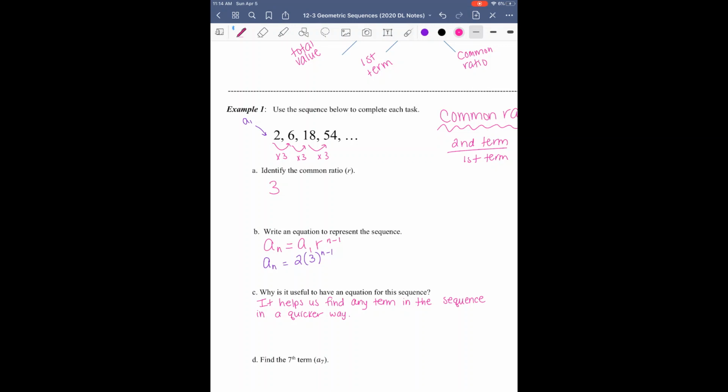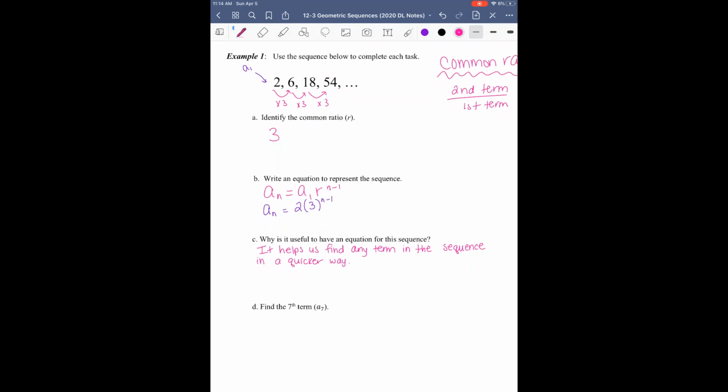Okay, so using our quick shortcut method, we're going to do part D to help find the 7th term in the sequence, or a sub 7. So let's do a sub 7 is equal to 2 times 3 to the 7 minus 1. You could simplify your exponential value of the 7 minus 1 to get 6, or you could put the entire thing in the calculator exactly as you see it.